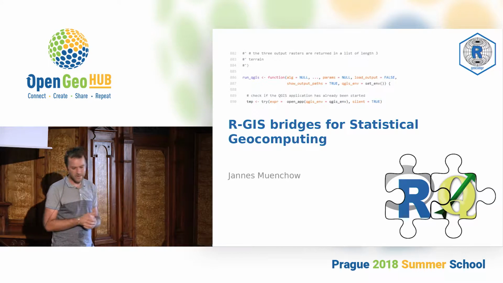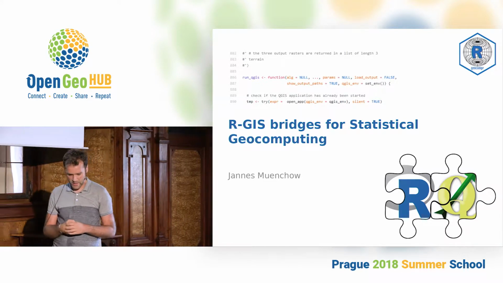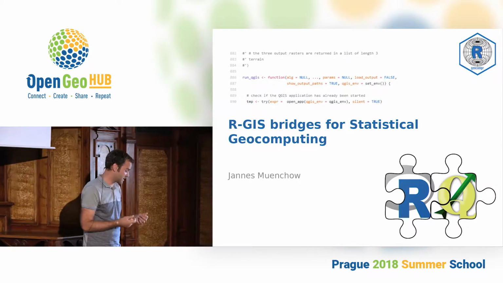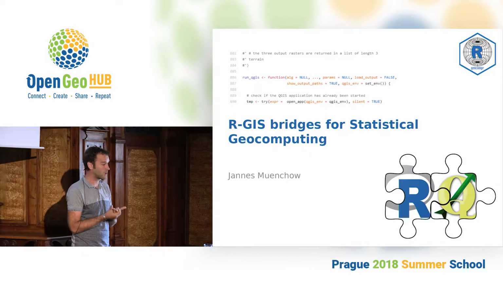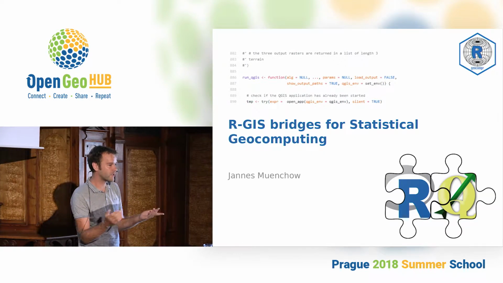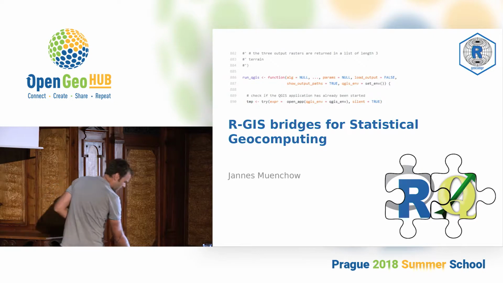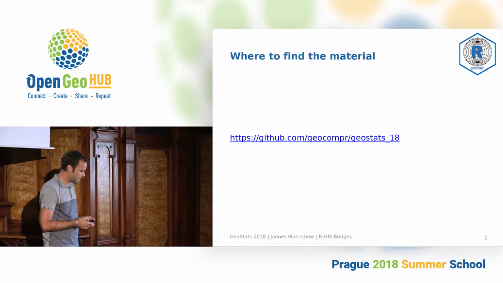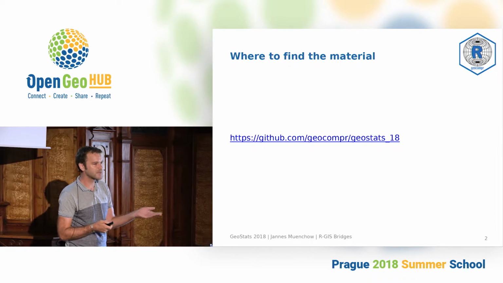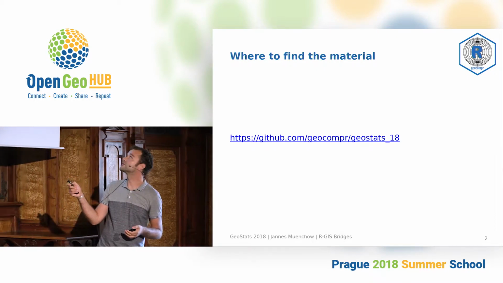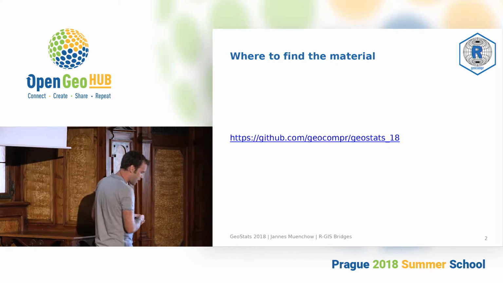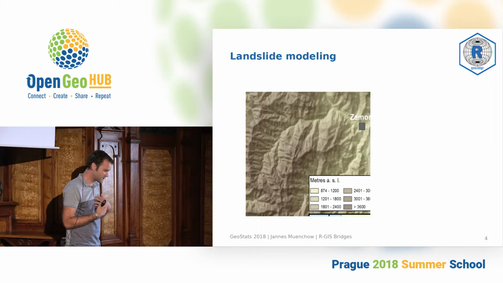Just use what is out there, especially if you have in mind that software packages like GRASS or QGIS or SAGA are really well supported and have a large community working on them. So why duplicate it? Just use this stuff. Okay. This is the same repository Robin has used. So you find it on the geocomp R geostats_18 repository. And let me first introduce myself.